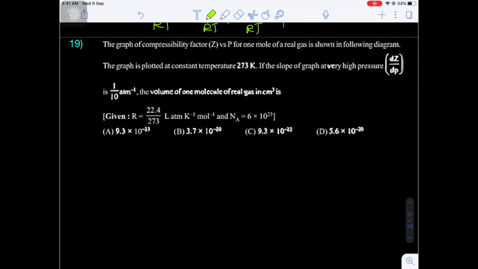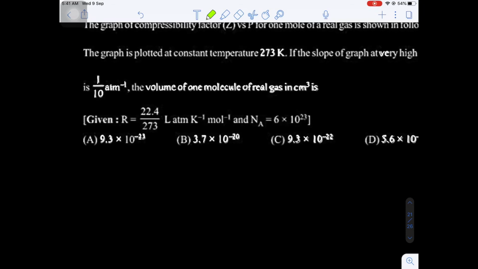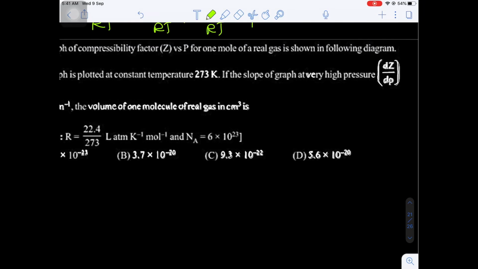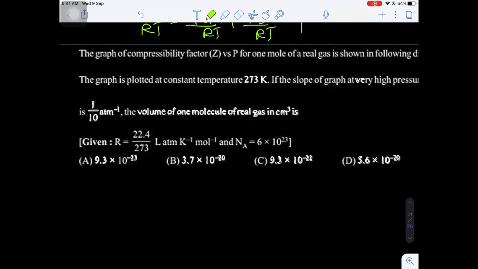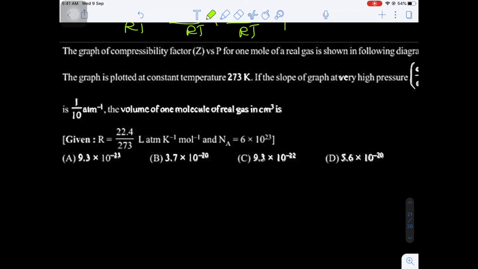Question number 19. In this question, at very high pressure, the graph of the compressibility factor Z versus pressure of 1 mole of real gas is shown in the following diagram. On the y-axis Z and on the x-axis P is given. This straight line parallel to the x-axis is the ideal nature. Now here one curve is given like this.